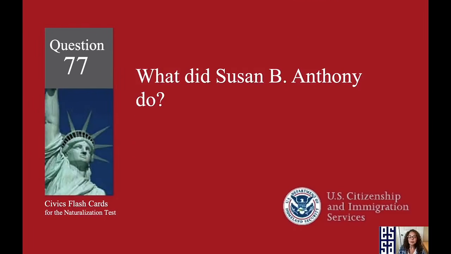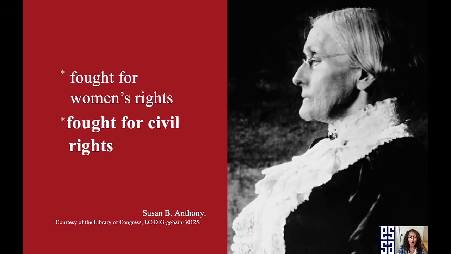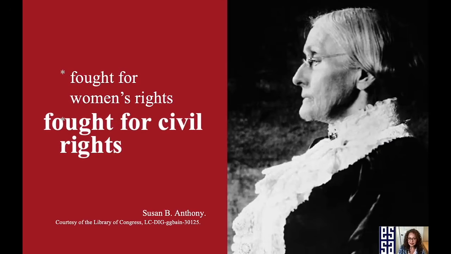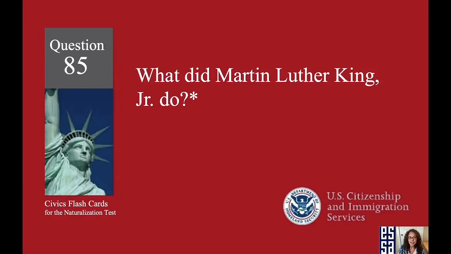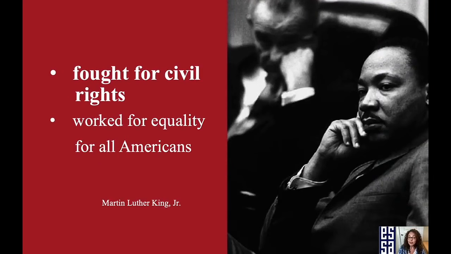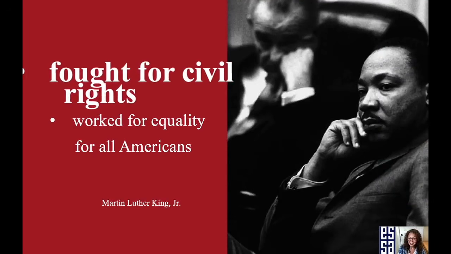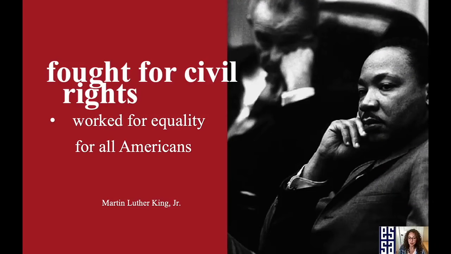What did Susan B. Anthony do? She fought for civil rights. What did Martin Luther King Jr. do? He fought for civil rights. Okay, same answer. So you can use that same answer for both people. Susan B. Anthony fought for civil rights. Martin Luther King Jr. fought for civil rights.